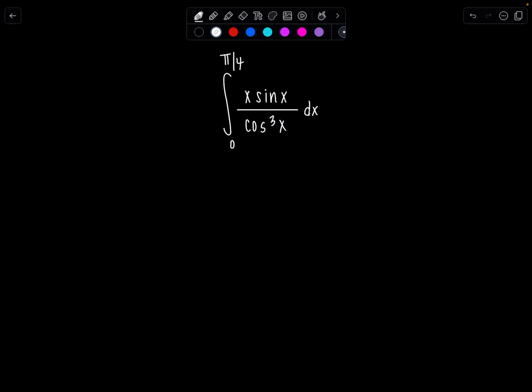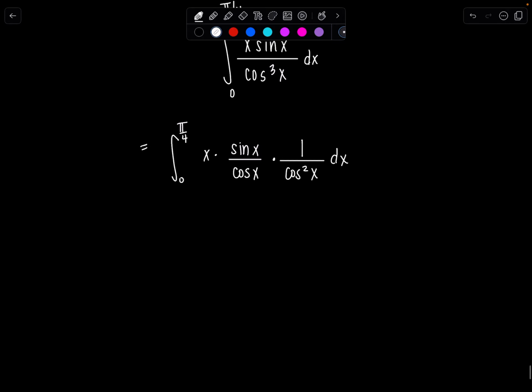I'm going to give you a hint that you need to first play around with the trig functions, okay? So I'm going to rewrite this as integral 0 to pi over 4, x I'm going to leave alone. Then I'm going to take sine x, put it over one of the cosine x's, and then I still have two more cosines in the denominator, right? And why do I want to play around with it like that?